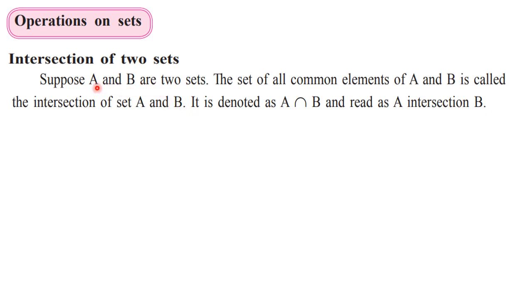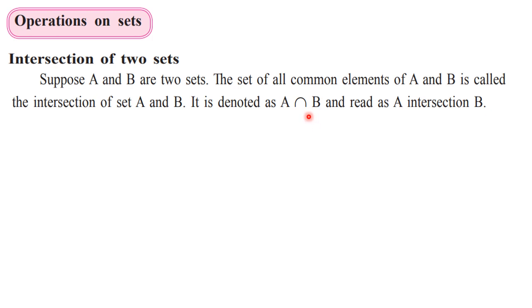That means the elements which are present in A and also in B, the common elements from A and B, are called the intersection of sets A and B. This intersection of sets A and B is denoted symbolically like this. See, it's a U-like symbol, not U, but a U-like reversed symbol. So A intersection B, the reversed U shows intersection, and we read it as A intersection B.